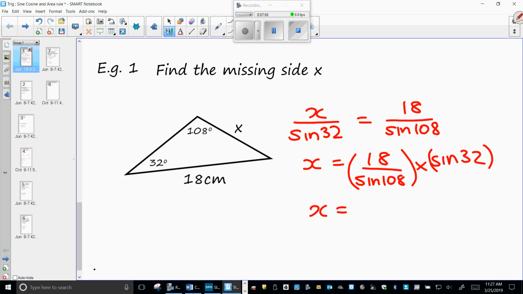10.03. Can you do 18 over sine 108 and then times sine 32? Can we all take a moment to try that in our calculator? You can totally do that. Take a moment.